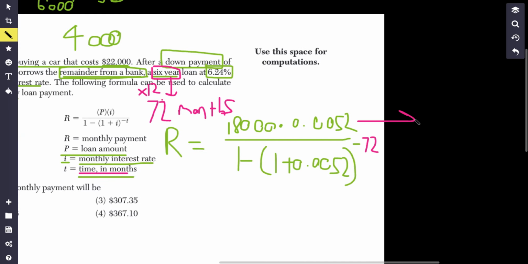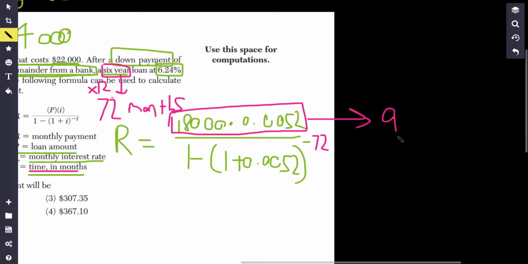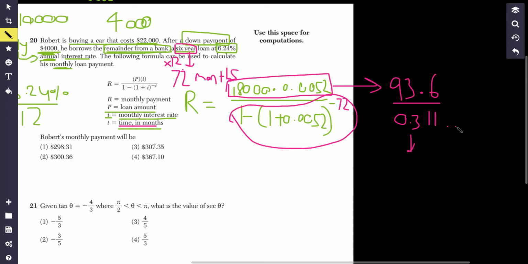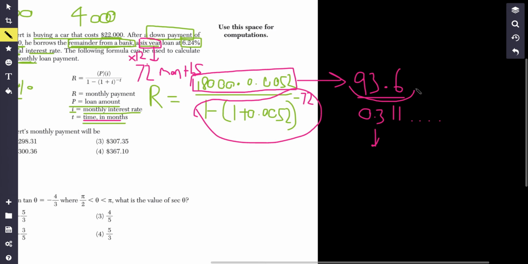If I plug my numerator into my calculator, I get 93.6. Now, if I plug the denominator into my calculator, I get around 0.311, and it goes on. Make sure that you always round at the end of your answer. So right over here, I have 93.6, and I have this long answer. It might be tempting at first to round to the nearest tenth or the nearest hundredth, but I recommend doing all the calculations first, and then at the end, maybe rounding.